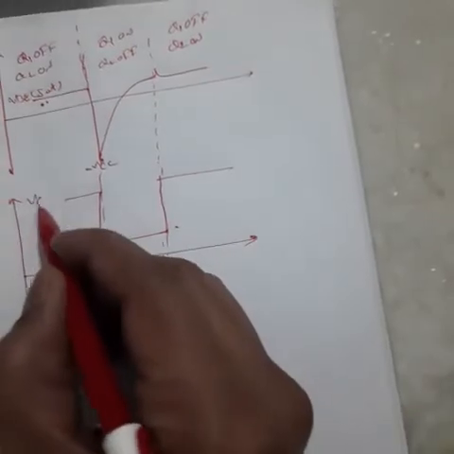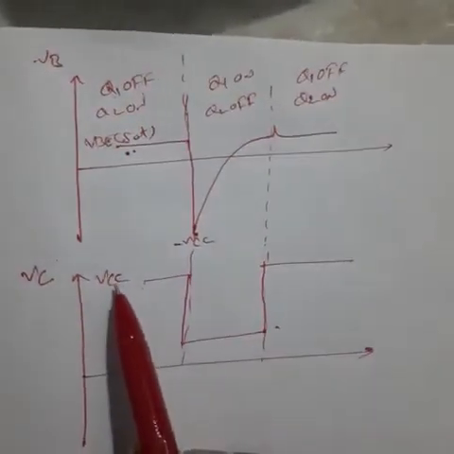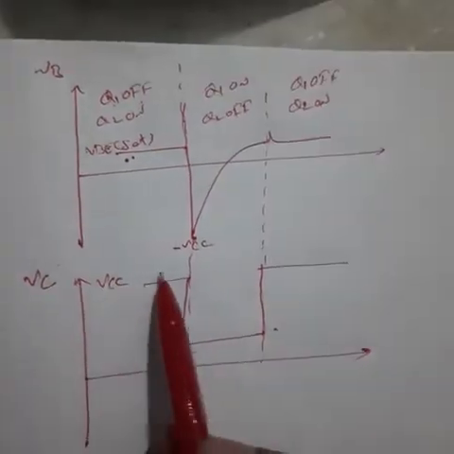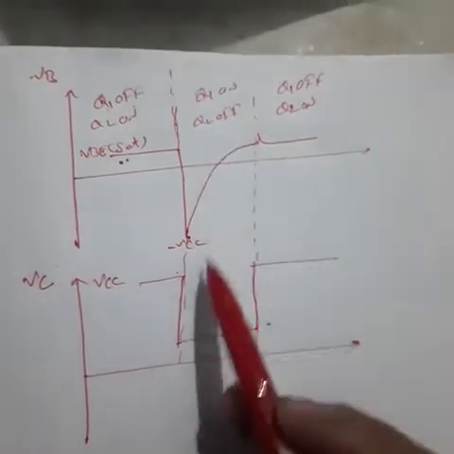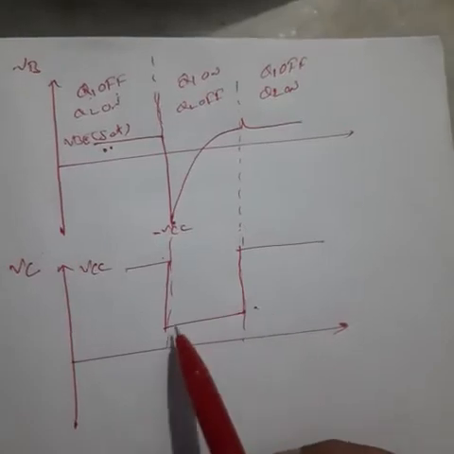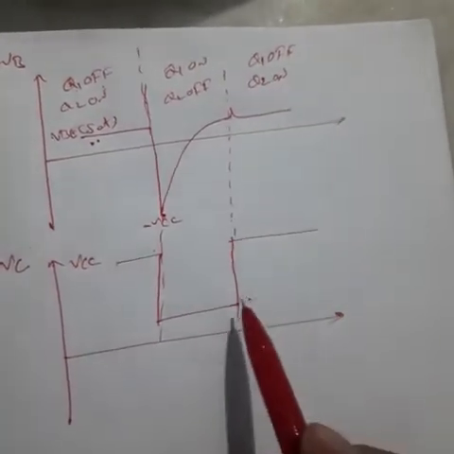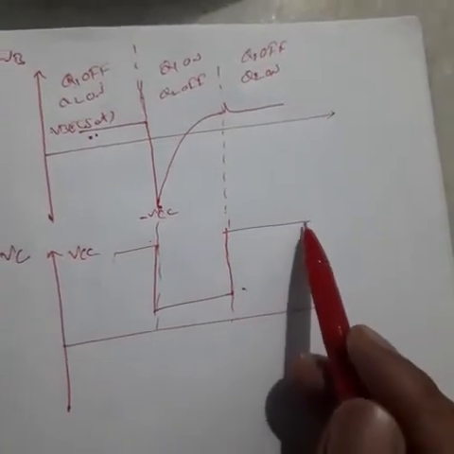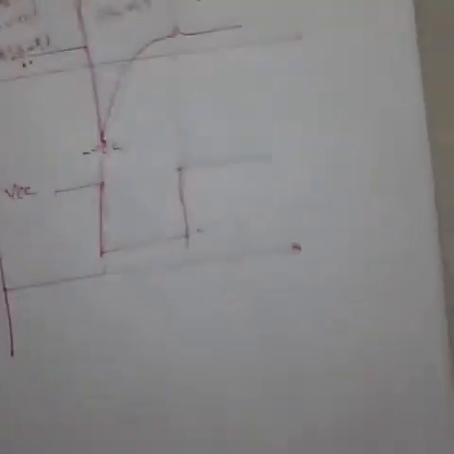Okay, maximum voltage VCC. When Q1 is off and Q2 is on, the output of Q1 is maximum. In this condition, Q1 on: if the transistor is on, then the output is 0. This is 0, the quasi-stable state condition. Next, here Q1 becomes off, so the output is again maximum. These waveforms will be continuous.